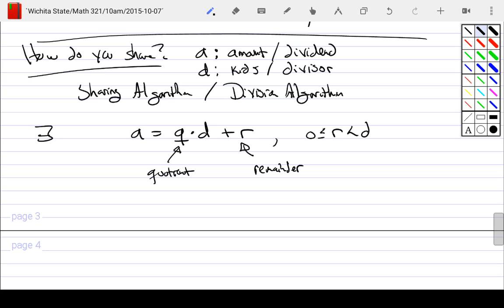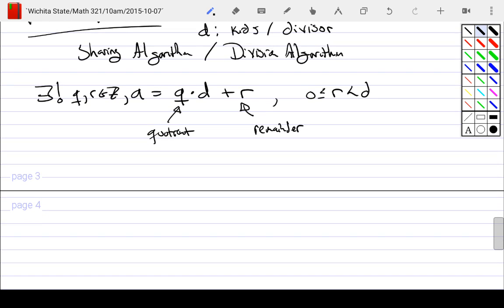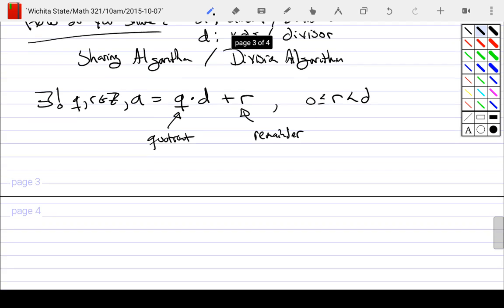It tells us that there exists a unique Q and R, integers, such that this is true. The existential exclamation point means unique. The Q and R are unique. There are no other numbers that would make this work, as long as R is small enough, right? We go until we figure out how much everybody gets. All right, let's use this a couple of times.